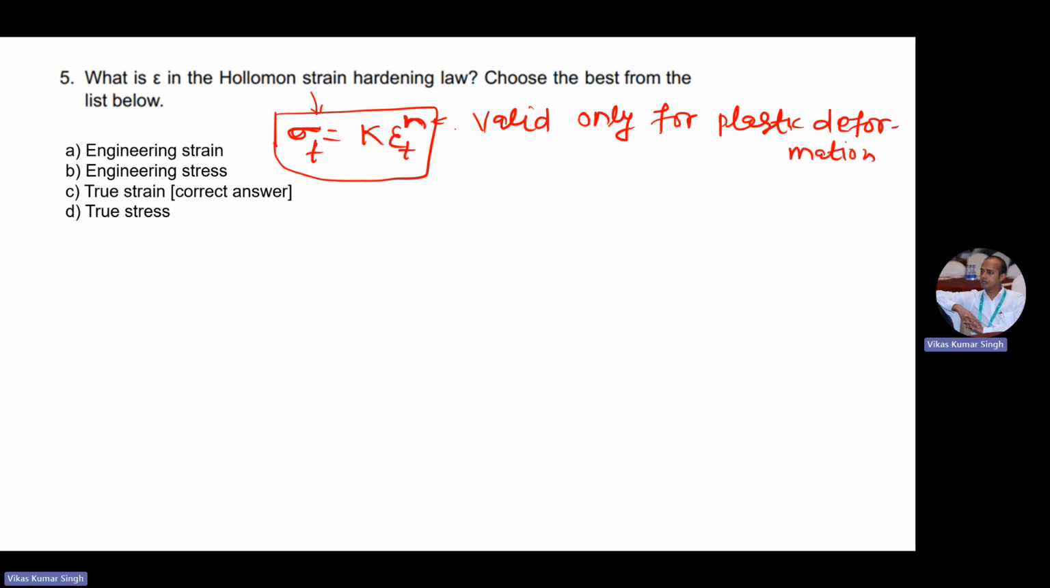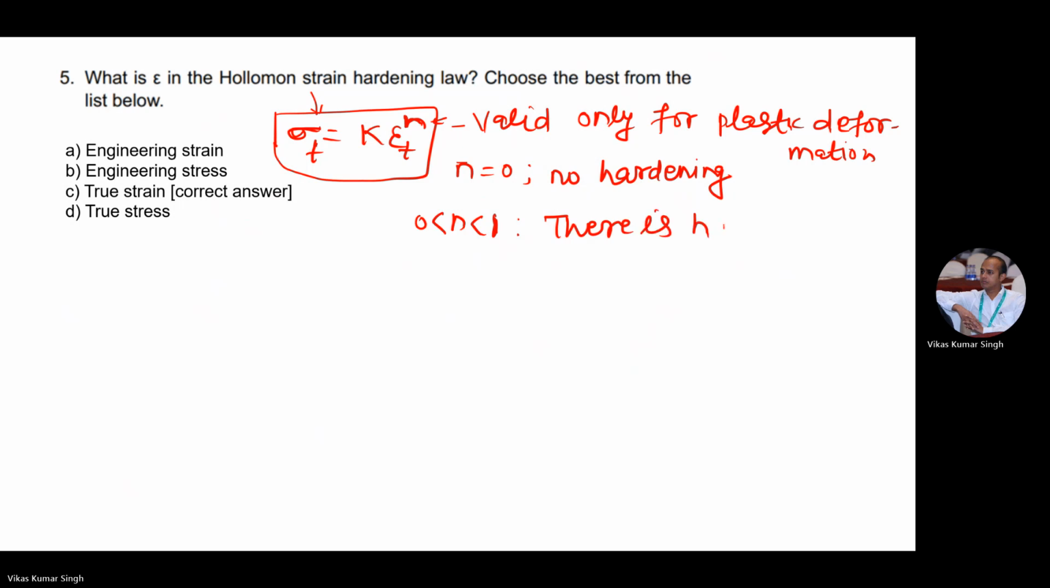Okay. Next, when n equals 0, what will happen? I just told you, no hardening. And when n is greater than 0 and less than 1, there is hardening in the material.